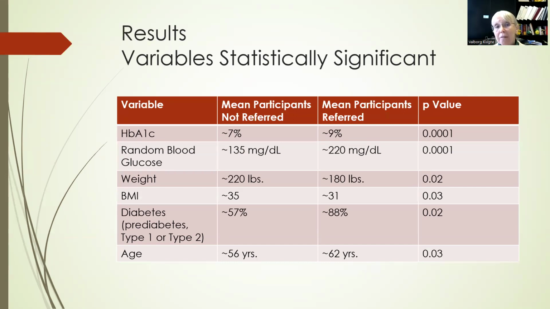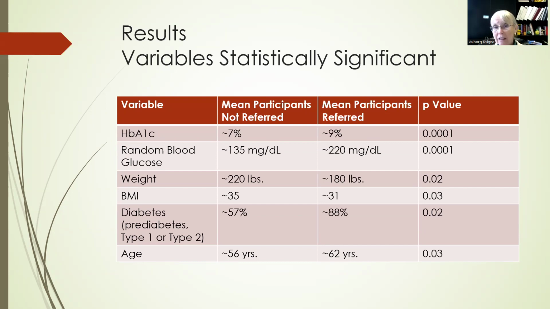Now, the mean A1C for the participants who were not referred was approximately 7, whereas the mean A1C level for participants who were referred was approximately 9. So participants that have probably a 9 or higher are at greater risk for being referred for a cardio risk factor.